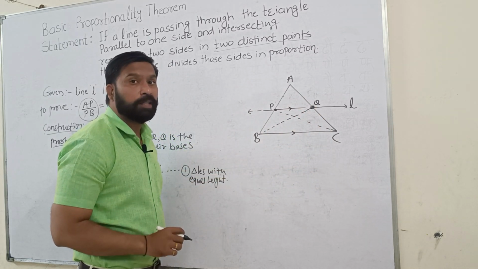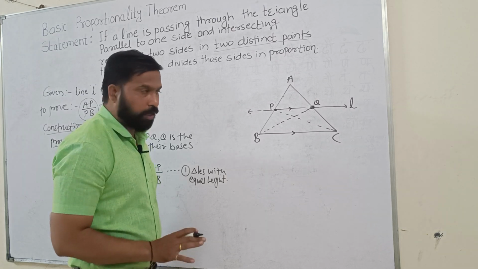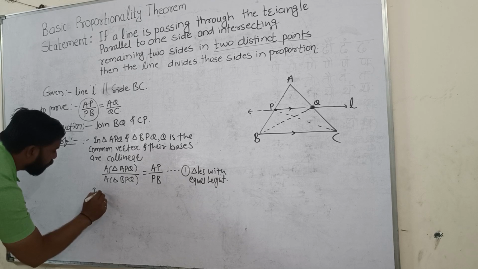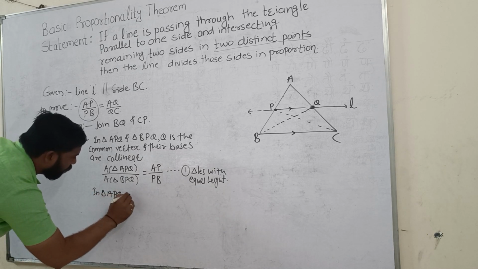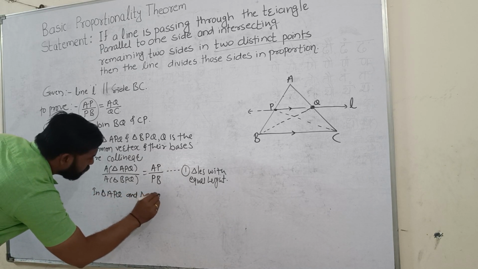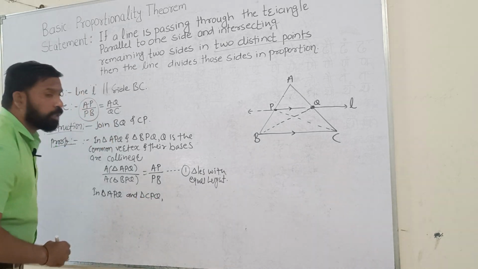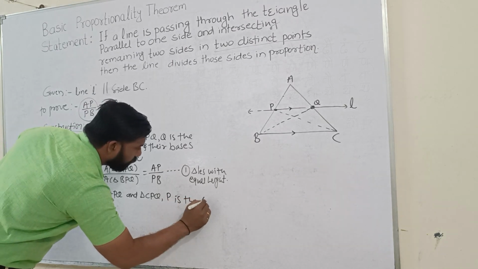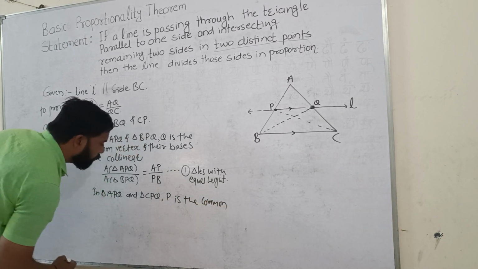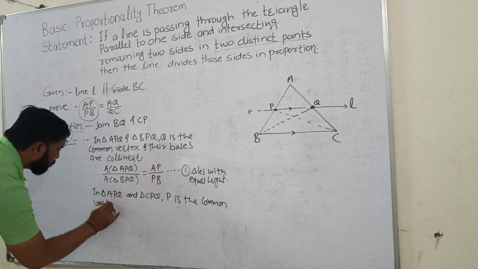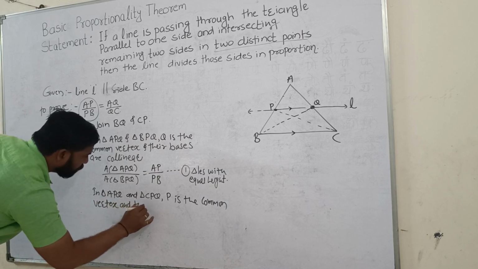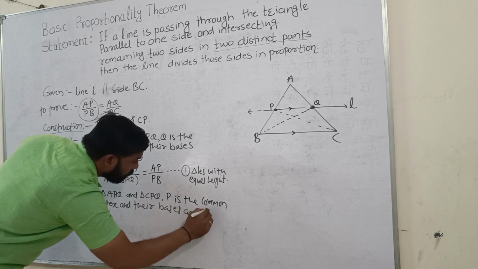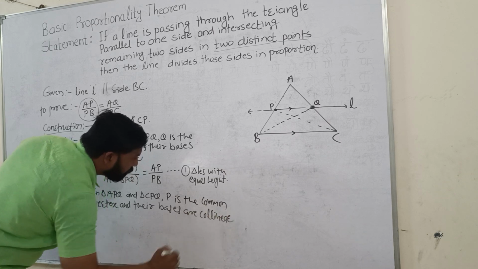So heights are going to be equal or same. Okay? So here again I can write in a triangle. In which triangle I have to write now? Triangle APQ and triangle CPQ. Which is the common vertex now? Tell me. P is the common vertex and their bases are collinear. So what can I write?